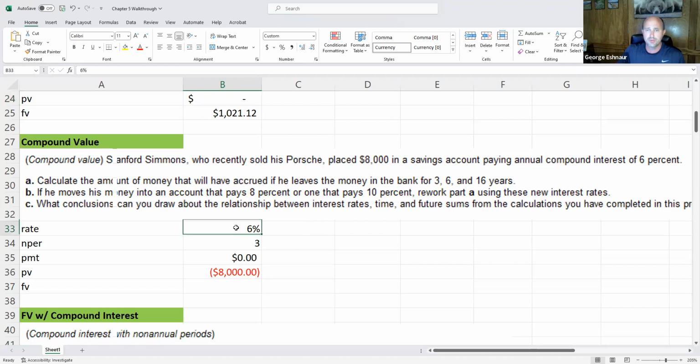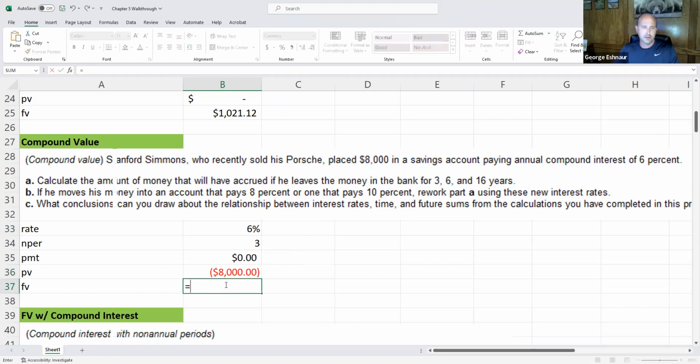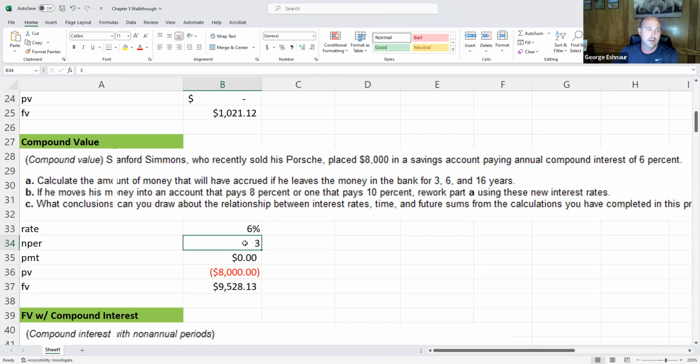So I went ahead and built this with 6%, 3 years to start, and no payment, but the initial, we sold the Porsche and we put 8,000 in there. So again, we have a future value calculation. Okay. And then we get future value of $9,500. Now, what's again nice about this, for part A, it just says, what's the difference between 6 years? Okay, well, we got 3 years. Now we have 6. Now we have 16. So again, very simple to do that.